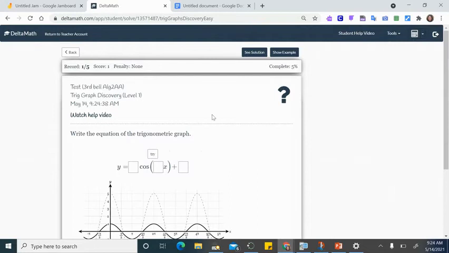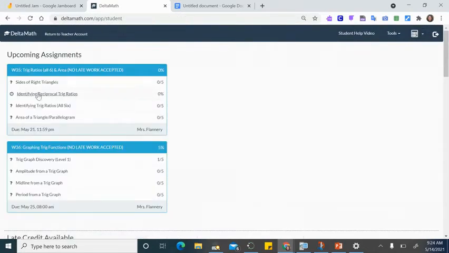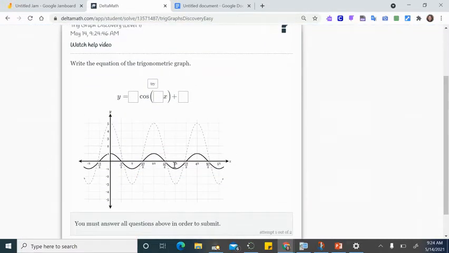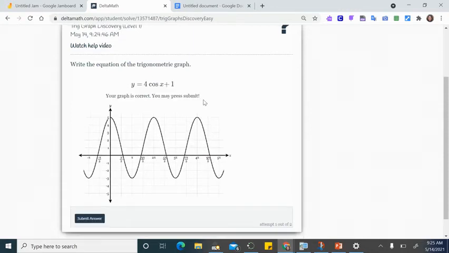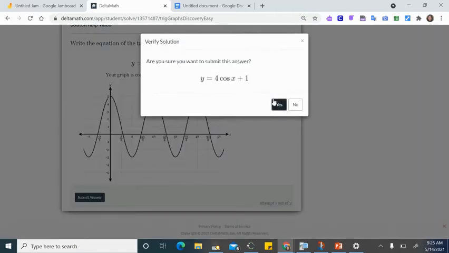Let's try another one. Go back to the one I was trying a second ago. Graph discovery. All right. So I want that to stretch. Let's try 3. It's not stretched enough. Let's try 4. That looks like it's stretched enough. I need to move it up 1. Is it doing this up 1 again? It is. That's funny. Let's try another one.